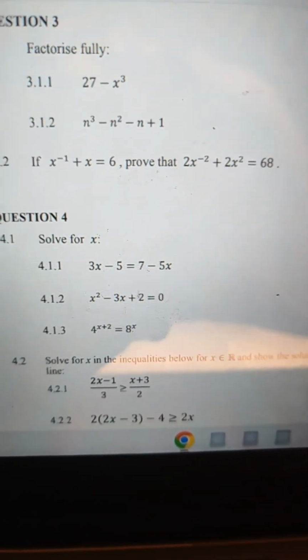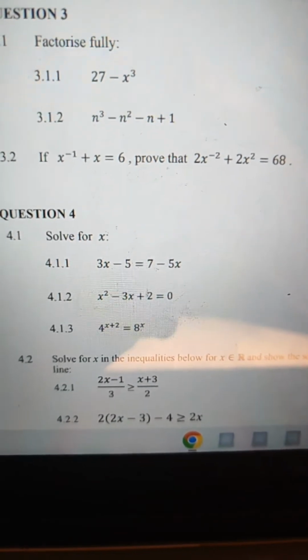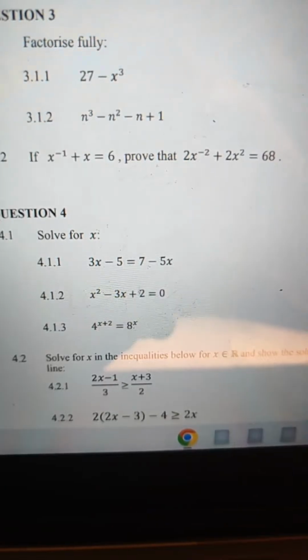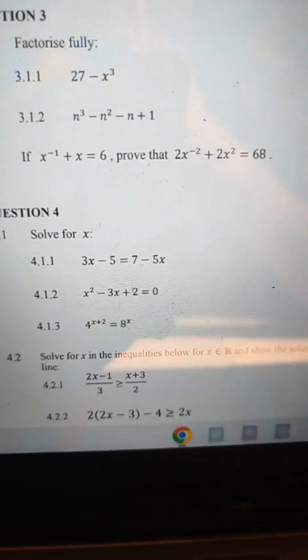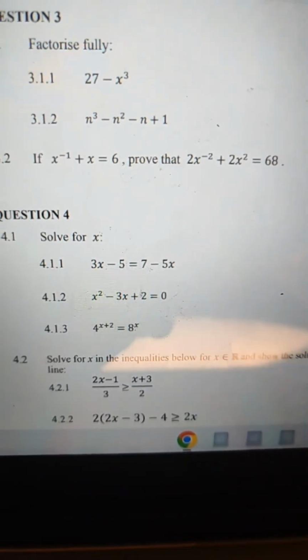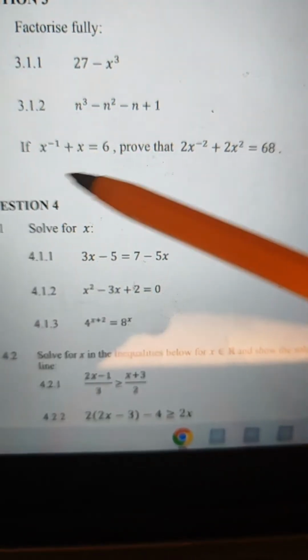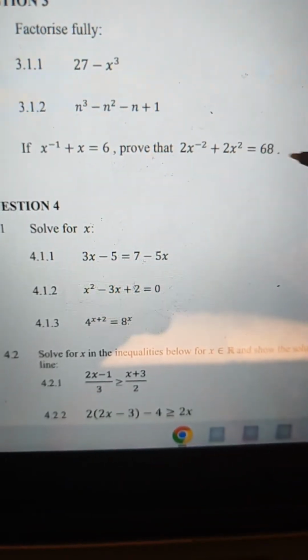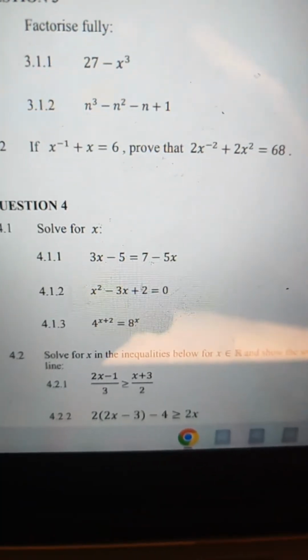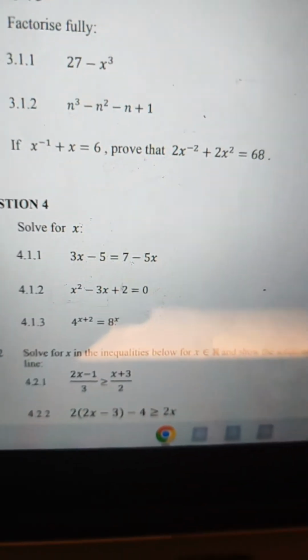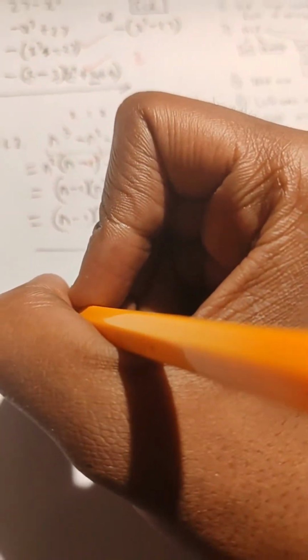Right. So when we analyze this question, it's an out of the box kind of question. And what it requires is our application of mathematics as far as we have learned certain things within the grade and context. So this is what we have. We need to prove that this can be expressed as that. So if we take this and write it down, x to the power negative 1 plus x is equal to 6.